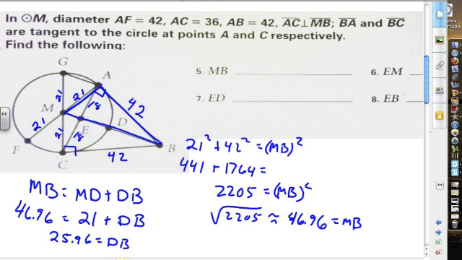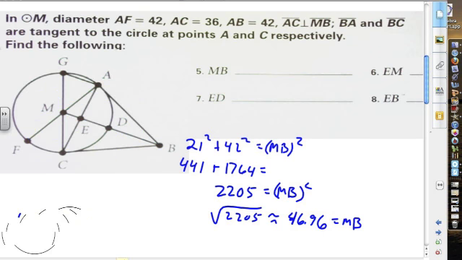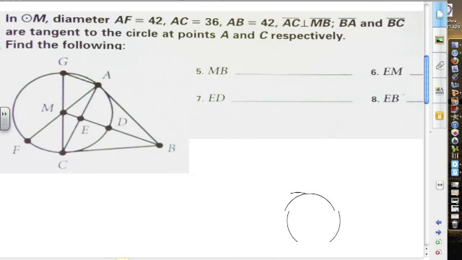Well, now that I know dB, can I figure out ED? Or EB? Or ME? The three I have to find here yet, I can't figure out just based off of this information. So what do I do? Tougher problems. I have to go back to the fact that if I have two chords that intersect inside a circle, their products are going to be the same. So let me erase all of this for a minute. We don't need any of that. Don't need any of this. Okay. I'm going to draw in this whole thing right here.